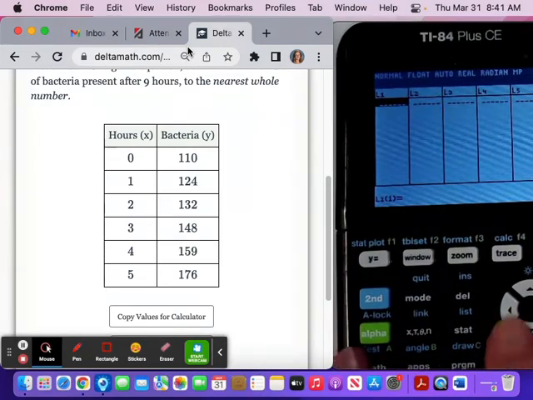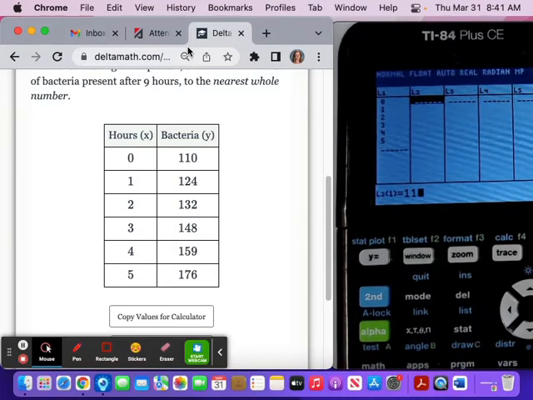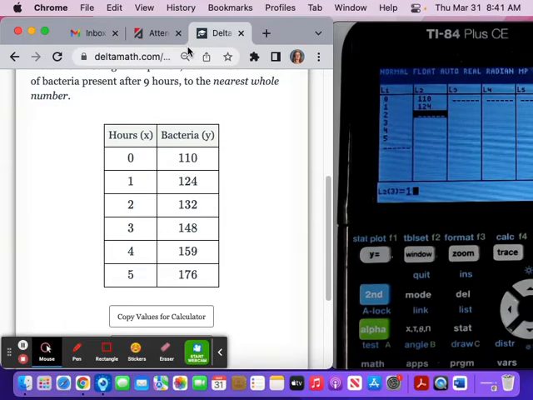So let's put them in. Check with your table. Show everybody at your table that you did it. If you haven't, you need to do that right now.